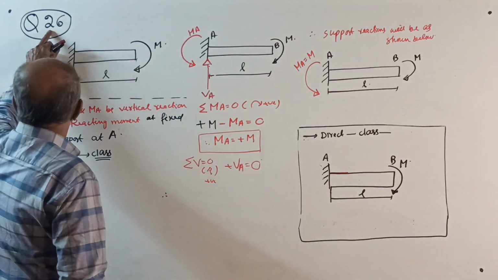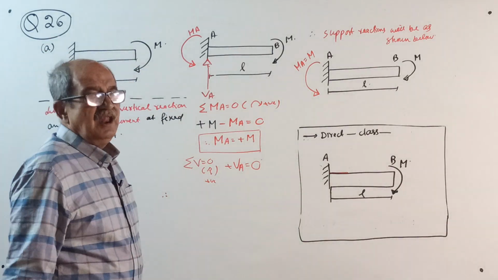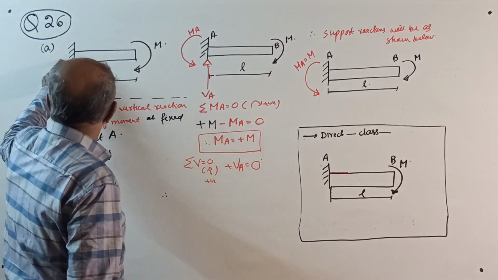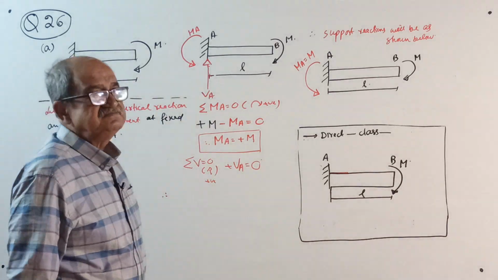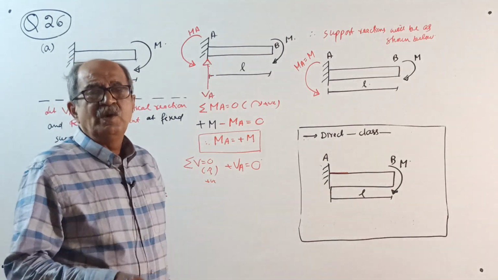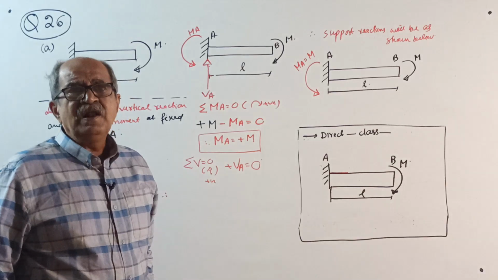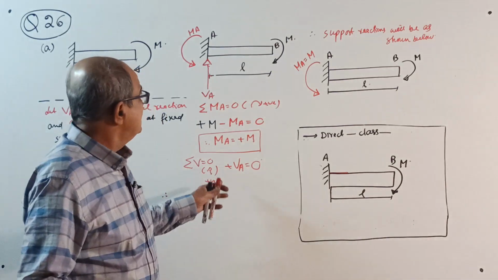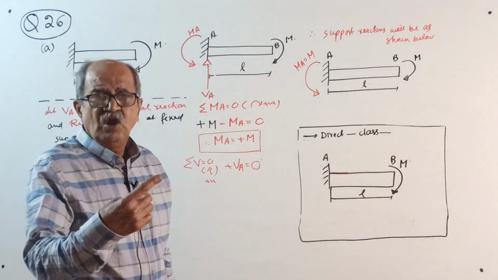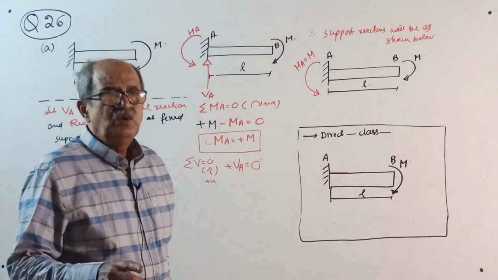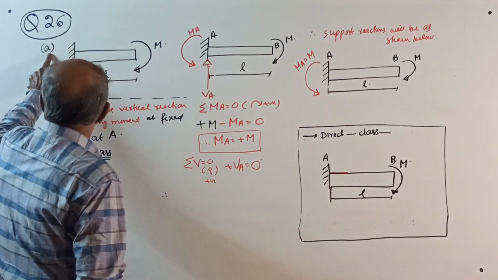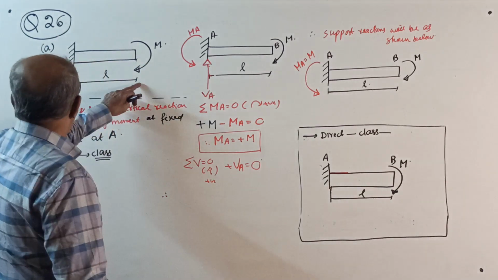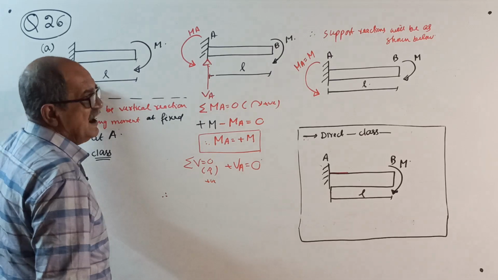So 26A, I'll give the question first. I will do one thing: all the questions first I will solve with left side fixed. Once everything is over, in the end I will go for right side fixed. So I will make a note as I give the questions, and then I will solve for right side fixed. So the 26A question is a cantilever beam of length L, fixed at the left end.